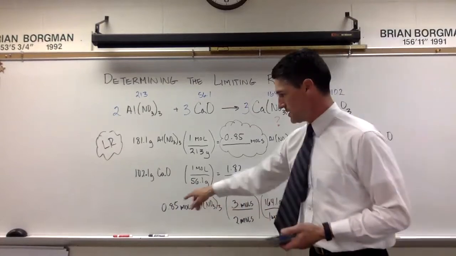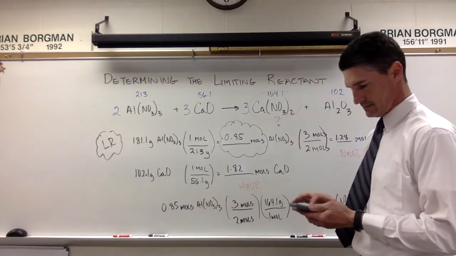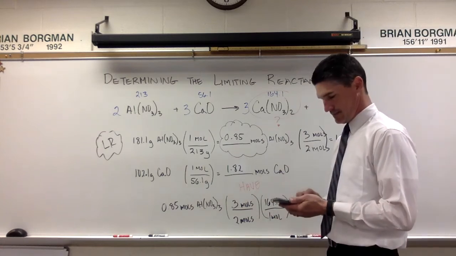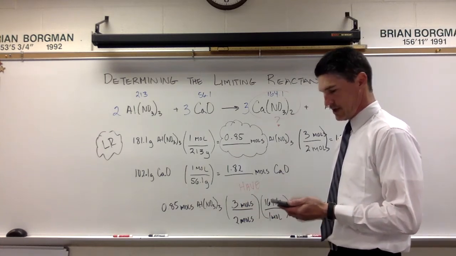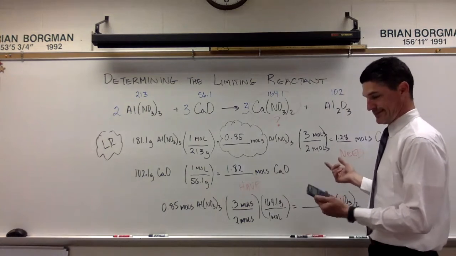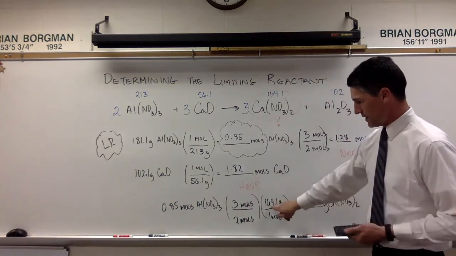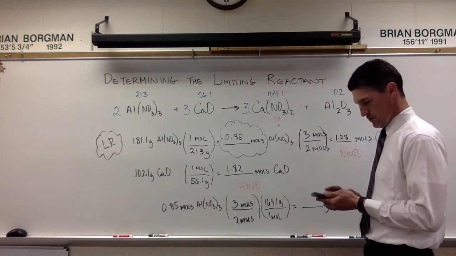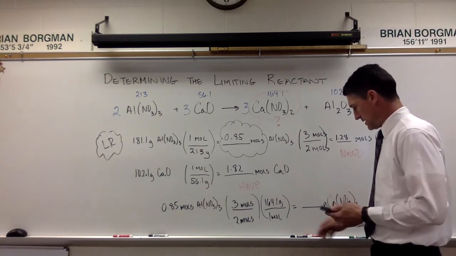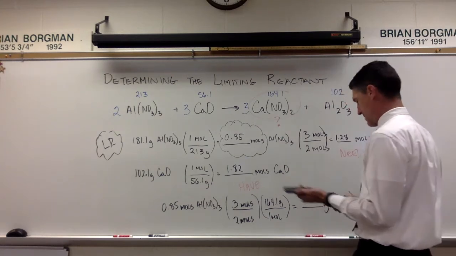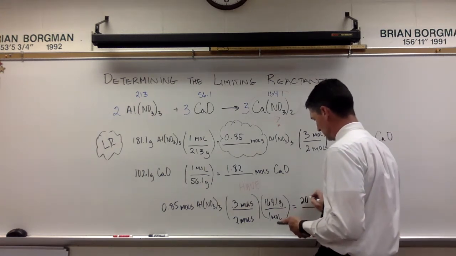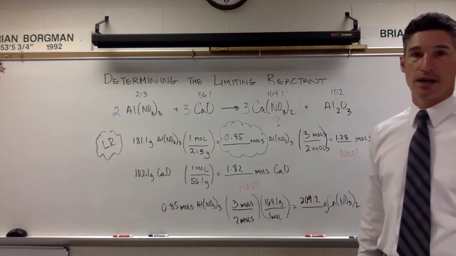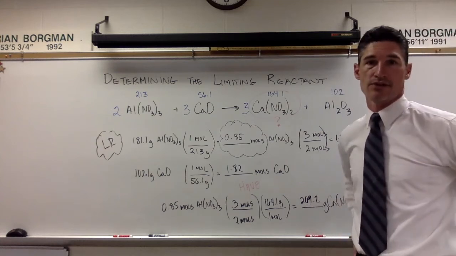and we're going to start with the 0.85. We're going to multiply by 3 like we did. We're going to divide by 2, which is 1.275 or 1.28. And now we're going to multiply that by the molar mass. So times 164.1. And our answer is 209.2. 209.2 grams of calcium nitrate is going to be made in this reaction.